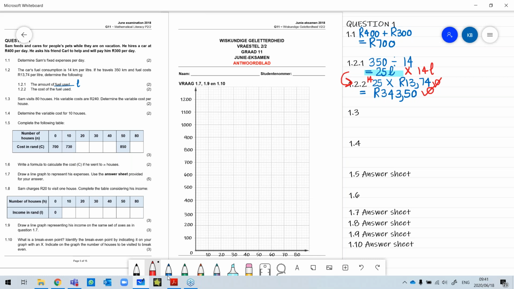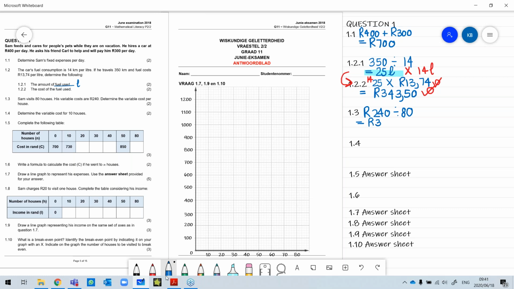Okay, question 1.3. Sam visits 80 houses. His variable costs are 240 Rand. Determine the variable cost per house. So if his variable cost is 240 Rand for 80 houses, what will his variable cost be for one house? We divide the total cost by the number of houses, which gives us an answer of 3 Rand.